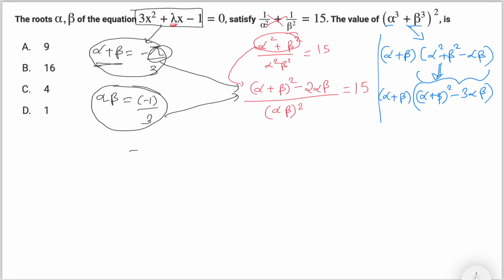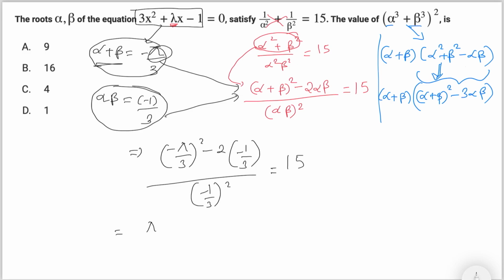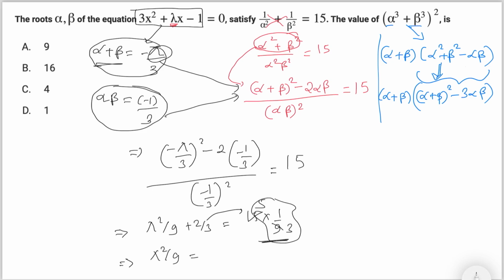So let's substitute. Alpha plus beta the whole square is minus of lambda by 3 the whole square minus 2 times alpha beta, alpha beta is minus 1 by 3, divided by alpha beta the whole square, which is minus 1 by 3 the whole square. This thing has been given to us as 15. This on simplifying becomes lambda square by 9 plus 2 by 3 is 15 into minus 1 by 3 square, basically 15 into 1 by 9. So 5 ones are and 5 threes are gone. So further, lambda square by 9 is equal to 5 by 3 on the right hand side minus 2 by 3 on the left hand side. 5 by 3 minus 2 by 3 is 3 by 3, which is 1. I'll get lambda square by 9 is 1, or lambda square is 9, or I'll get the value of lambda as plus or minus 3.